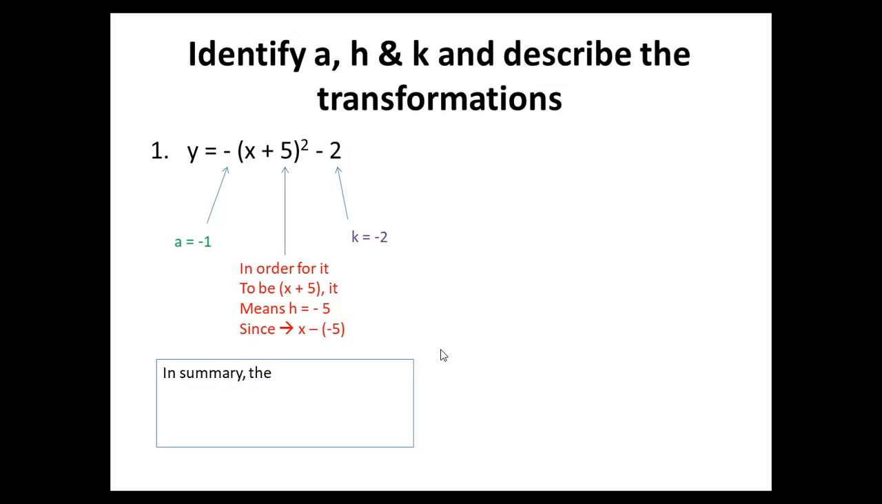So in summary, we can say these things about the parabola. A is equal to negative 1. That means our parabola opens down and it wasn't stretched at all. When we look at the h, it tells us the horizontal movement. Negative 5 means it moved 5 units to the left. Finally, we have k. K is equal to negative 2, so that means our parabola moved 2 units down.